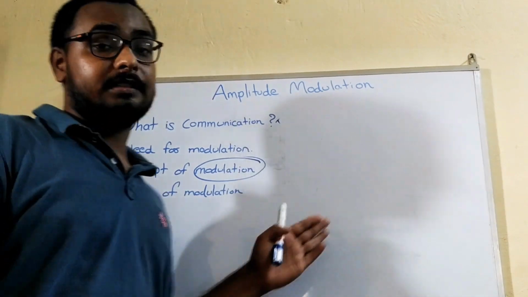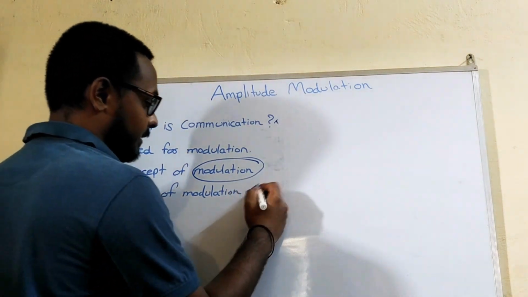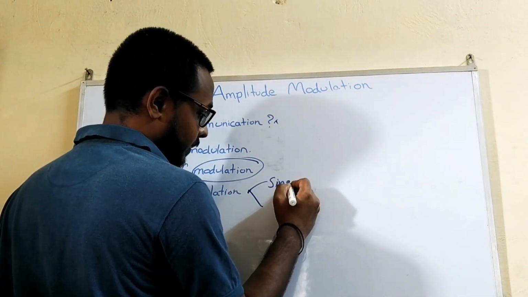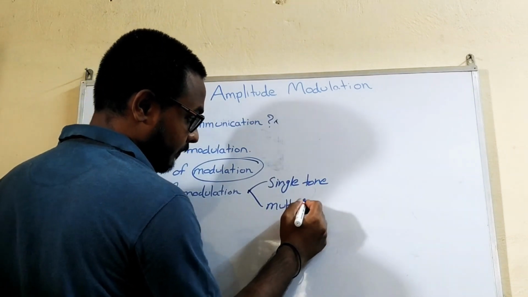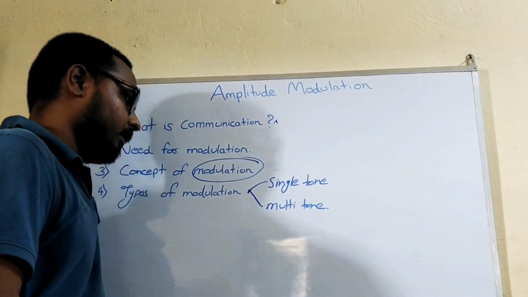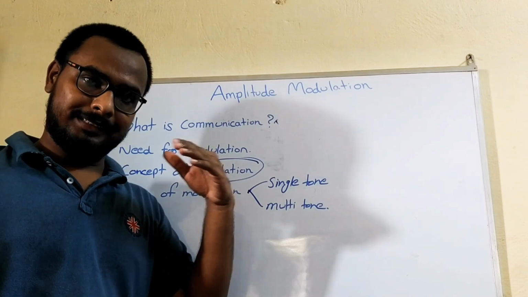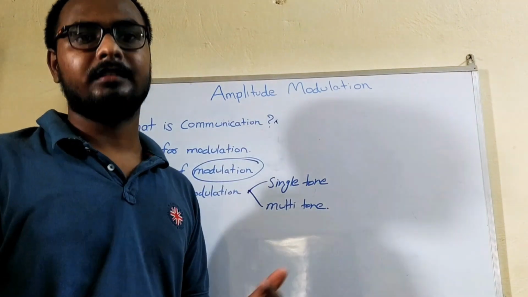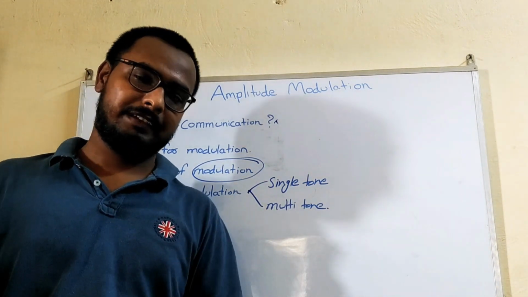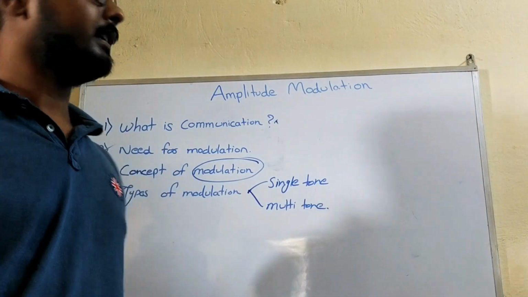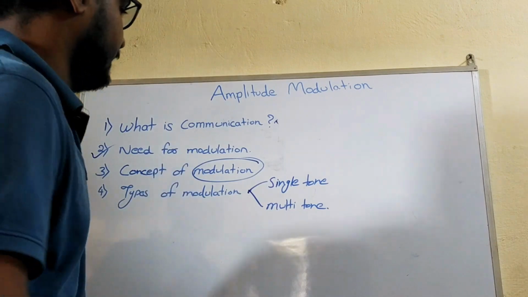Now the next point is types of modulation. There are two types of modulation. The first is single tone, and the other is multi-tone. If in our message signal there is only one frequency component, then it is single tone modulation. And if more than one frequency component is present in our message signal, then it is called multi-tone modulation, which is clear in this example.